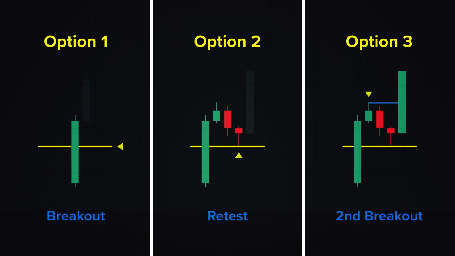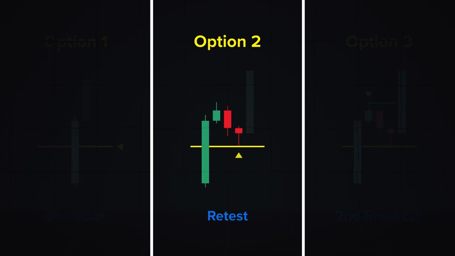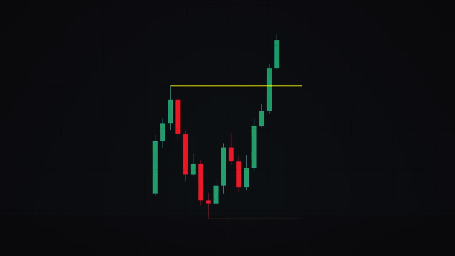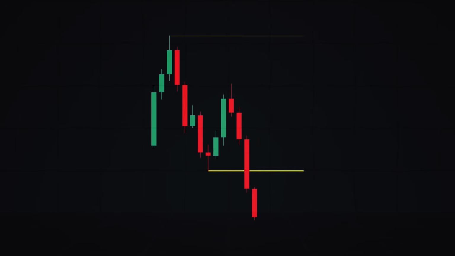Our preference is for the second option, trading the retest of the ORB level. This approach allows us to integrate smart money concepts, helping to identify high probability setups with more favorable risk management. It's important to note that while our examples focus on a breakout above the ORB range high, the strategy is identical for a breakout below the ORB range low. The process is simply inverted.